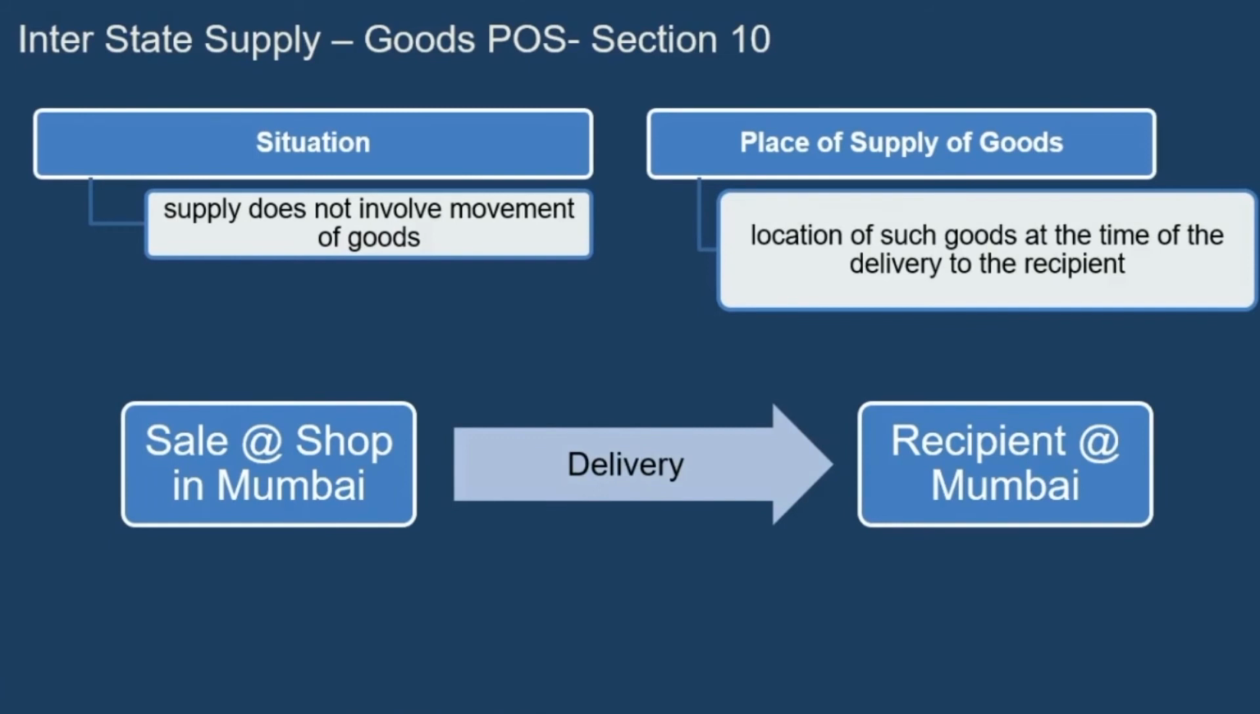So the place of supply of goods will be where you have to deliver. That is Mumbai, the place of supply. This is very simple. Third one.